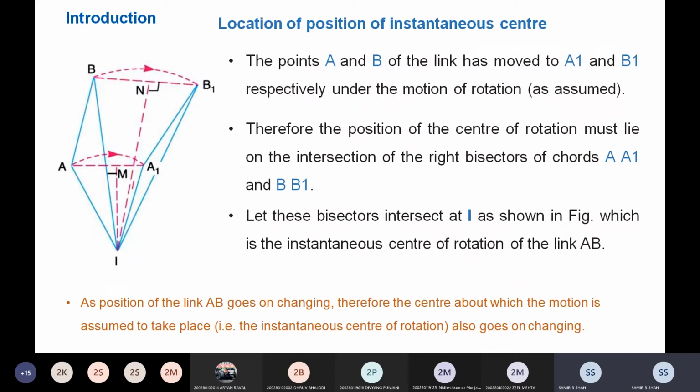Before starting this method, I have to give a brief introduction about the location of the I-center. You can see here A and B are given to you. The points A and B of the link have moved to A1 and B1 about some center. Like I is the center, so it is very easy to jump from A to A1 and from B to B1 with the help of center I. That center I is the I-center of link AB.